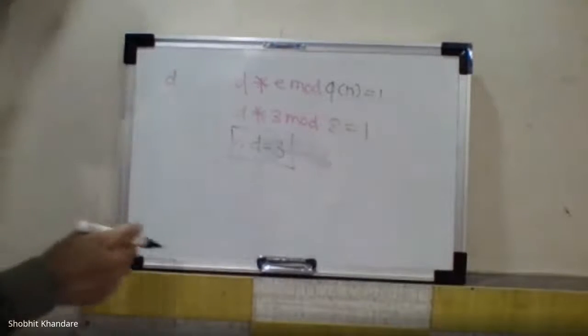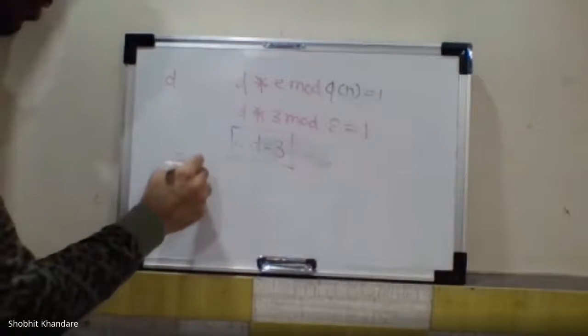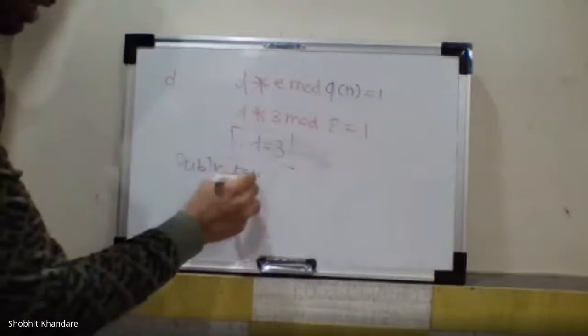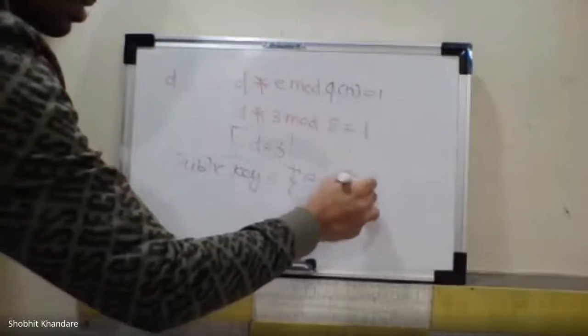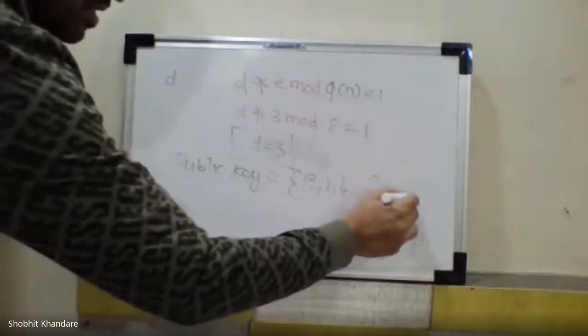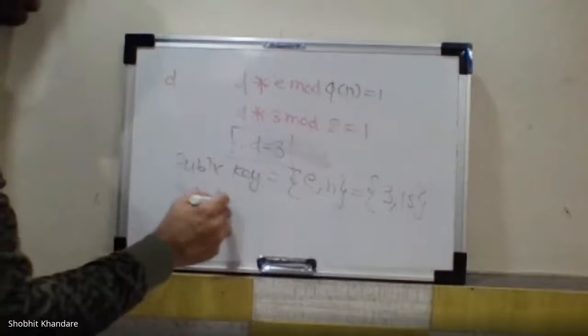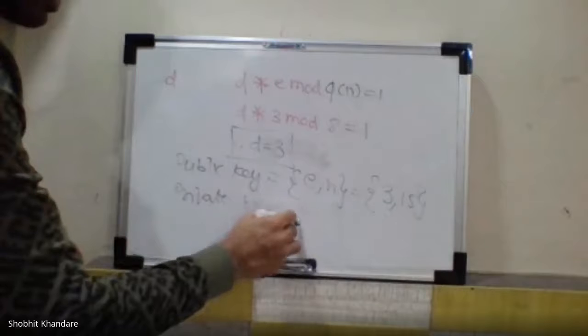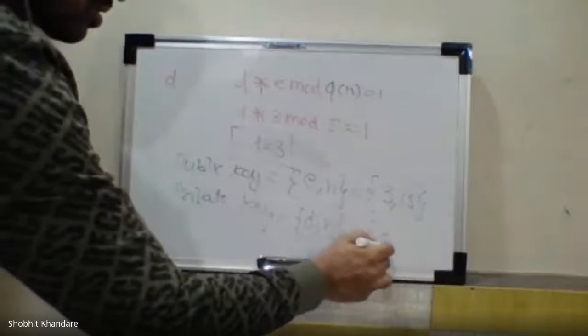Now the last one, not the last one, but the representation. So can I write it down? The public key is given as e comma n, which is 3 comma 15, and the private key is given as d comma n, which is equal to 3 comma 15.